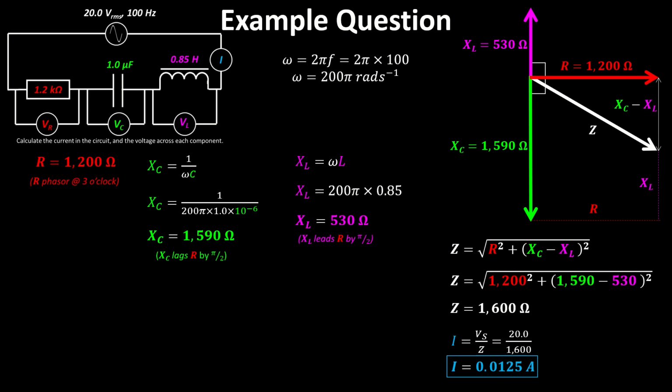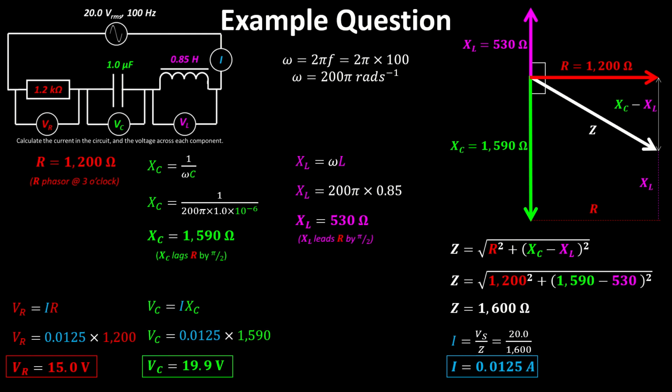Now we need to find the voltages across each component. We can do this just by using Ohm's law for each component. We've got the current and we know the resistance or reactance for each component. So for the resistor, V equals IR, which is 0.0125 times 1200, is 15.0 volts. And then we just do the same thing for each other component. For the capacitor, it's the current times the capacitor reactance, 1590, which gives us 19.9 volts. And the same thing for the inductor, which is the current times 530, which is 6.6 volts.